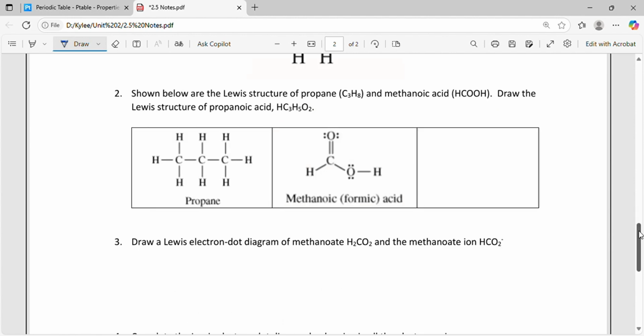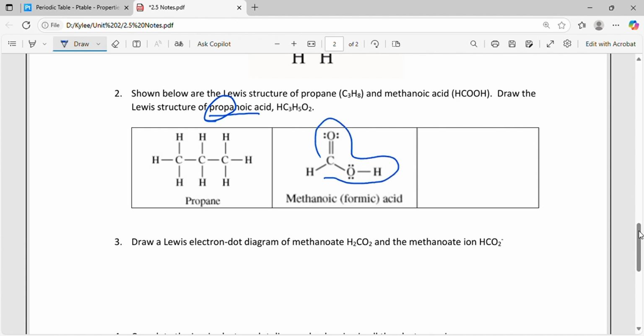In this next example, it says shown below are the Lewis dot structures for propane and methanoic acid. And then they want us to draw the dot structure for propanoic acid. I think what they want us to do is to combine these two. So propane has 3 carbons in it. So that's where the prop comes from in this example. So I'm still going to have 3 carbons, but then the oic acid is this part.